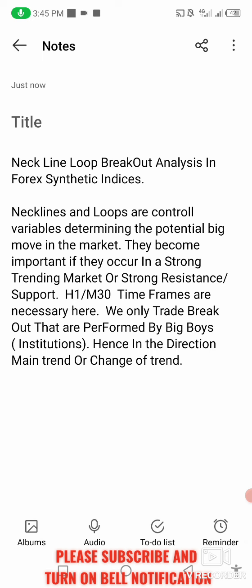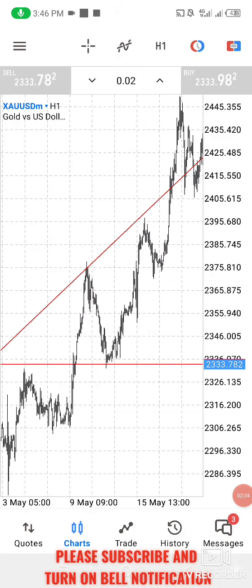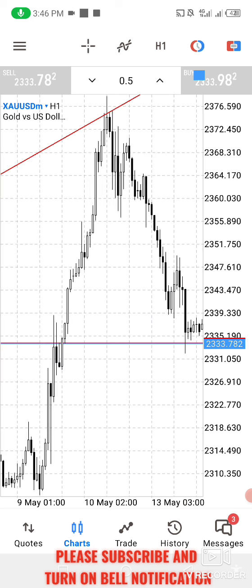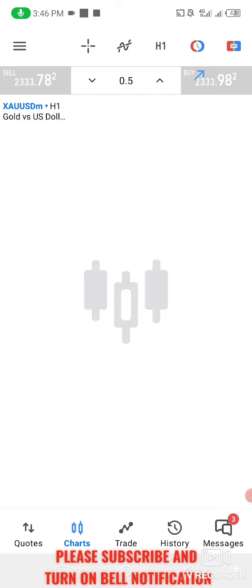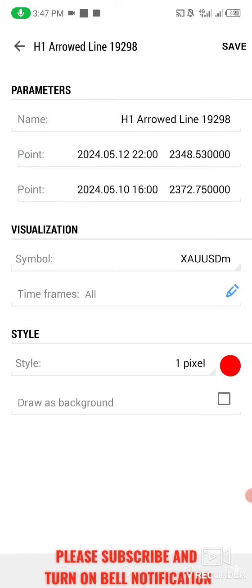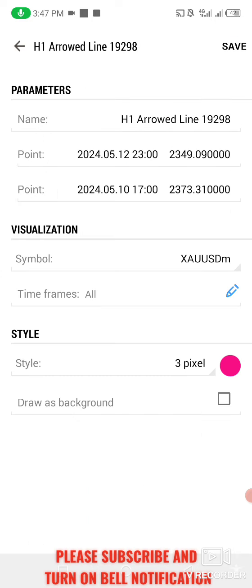Now I'm going to show you on the chart before I continue reading this document so that you flow with me. Let me show you examples of a neckline and loops. This is your hourly time frame. This is a loop because this is the last range that was broken before the market changed direction. Are you seeing it? You see that this is a loop. That rectangle that I have shaded is a loop.